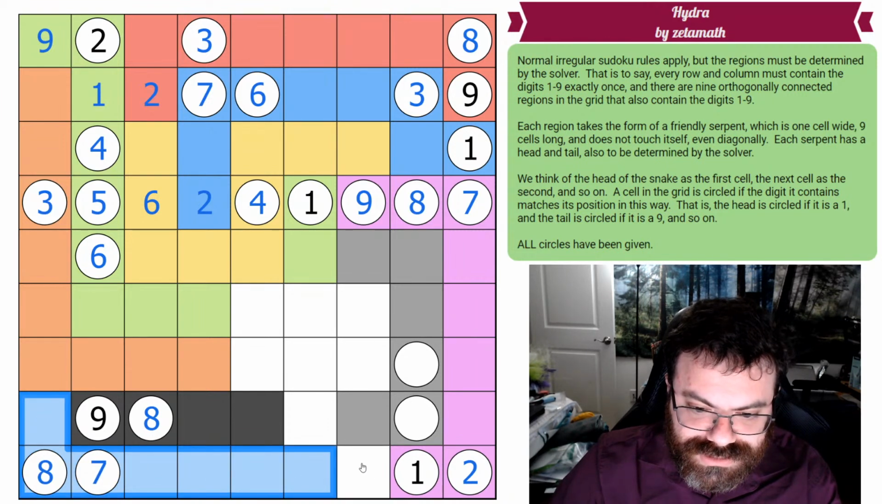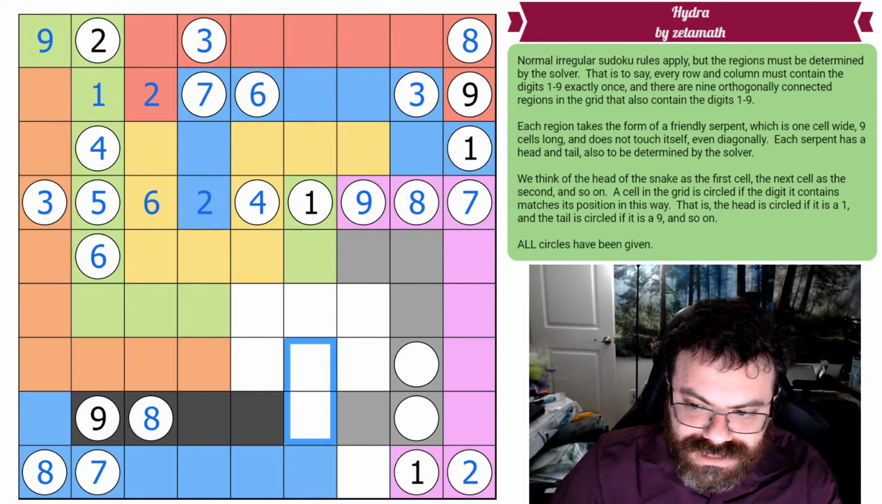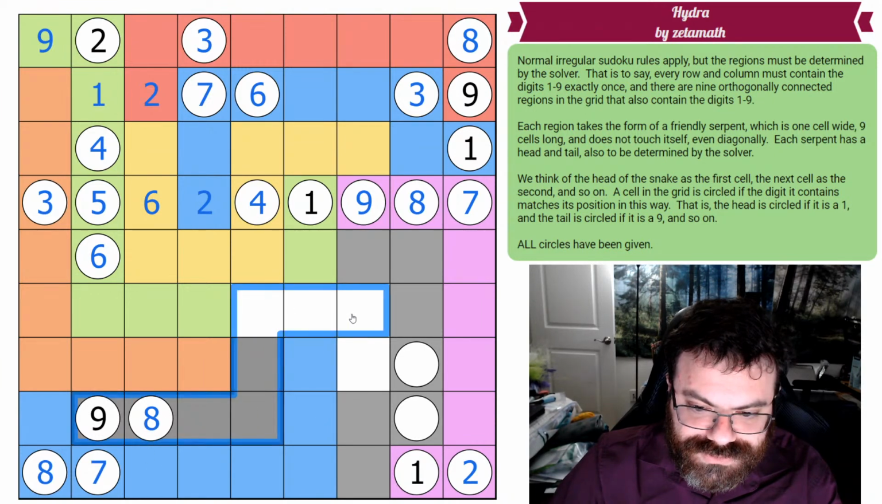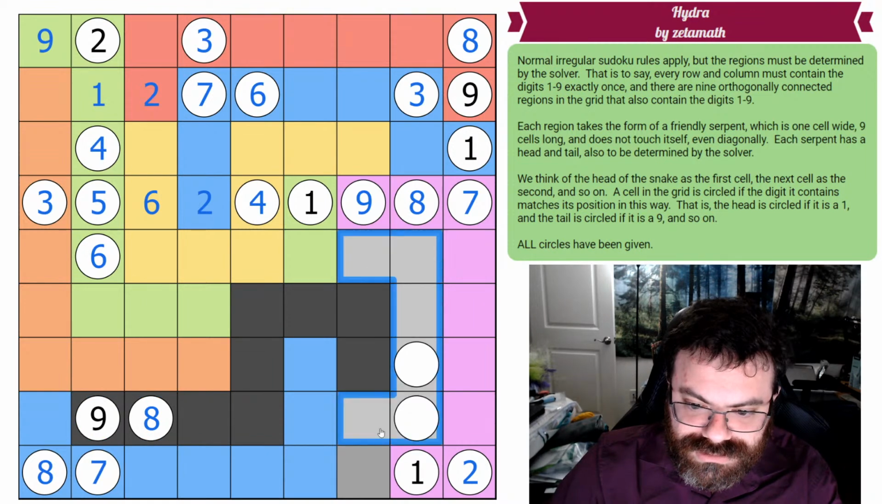This needs 2 more cells. So if it took this, it would be stuck. So it comes up 2 more. Which means this has to be gray. Black comes up 9, 8, 7, 6, 5, 4, 3, 2, 1. Black takes all of these. This is green.